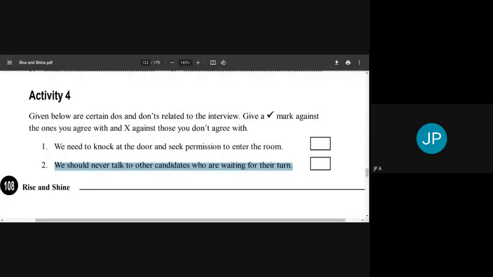We can talk to them so we get an idea of the kind of candidates who have come for the interview. This is also a kind of education for us who have come for the interview.